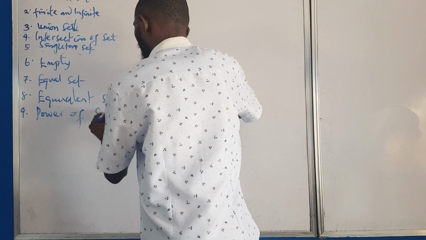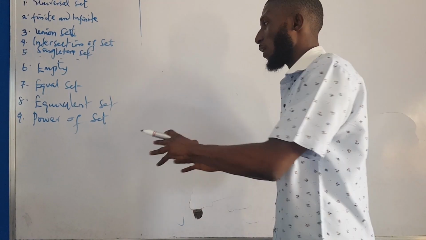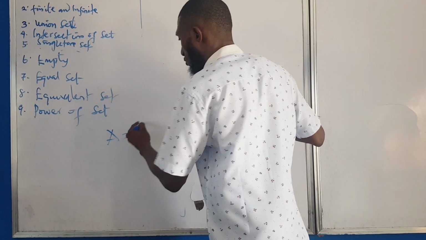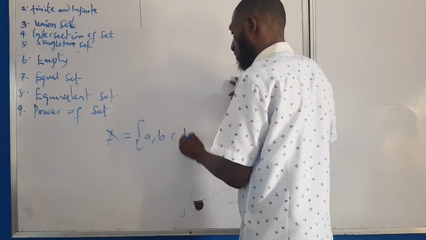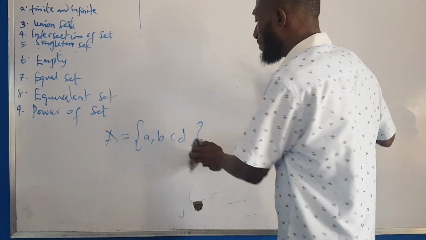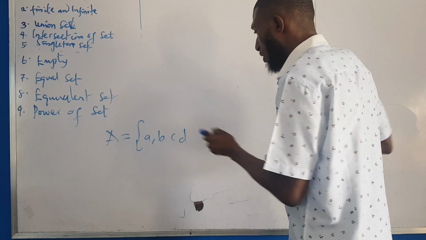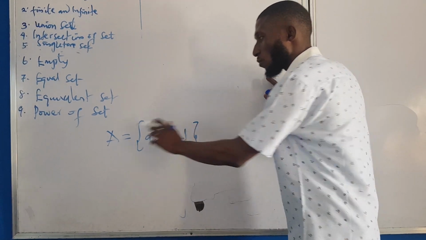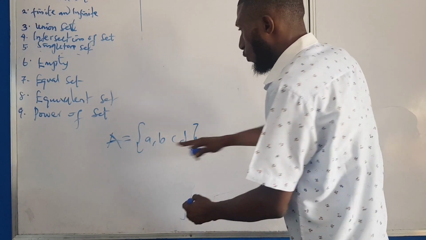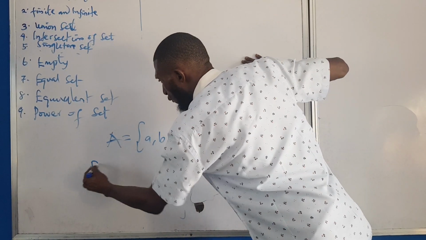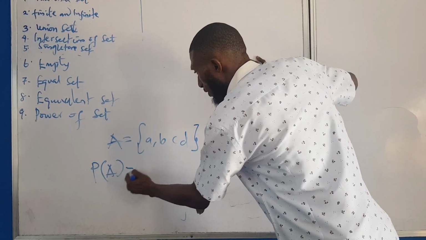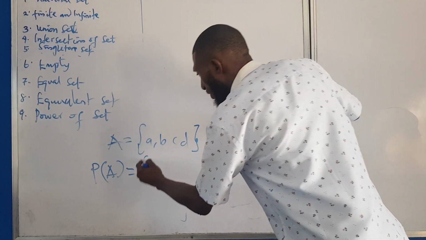Power of set. Power of set is the number of subsets we can get from a given set. Let's say A equals {A, B, C, D}. Remember that for every set, the empty set is a subset. For whatsoever set given to us, we can get an empty set from it. So in this case, the power of A is denoted by P of A.